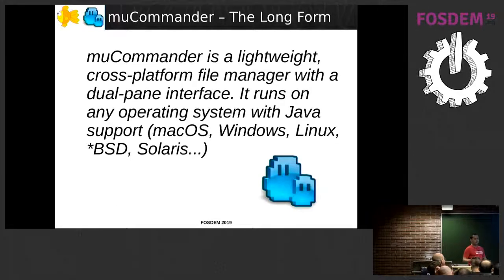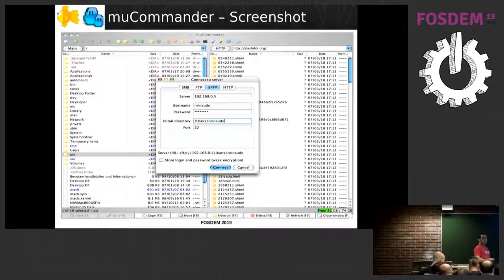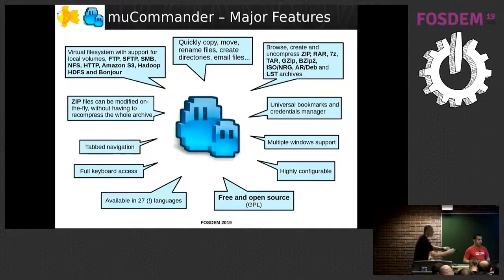But seriously, in some more detail, muCommander is a file manager with a dual pane interface, such as that of Total Commander, Normal Commander, Midnight Commander, and so on. But what makes muCommander really special is the fact that it is cross-platform. It is written in Java and therefore can run on every operating system that supports Java. That's how muCommander looks like. You see the dual pane and a dialog for connecting to an SFTP server. We will see more of that in the demonstration. muCommander is really a feature-packed application.